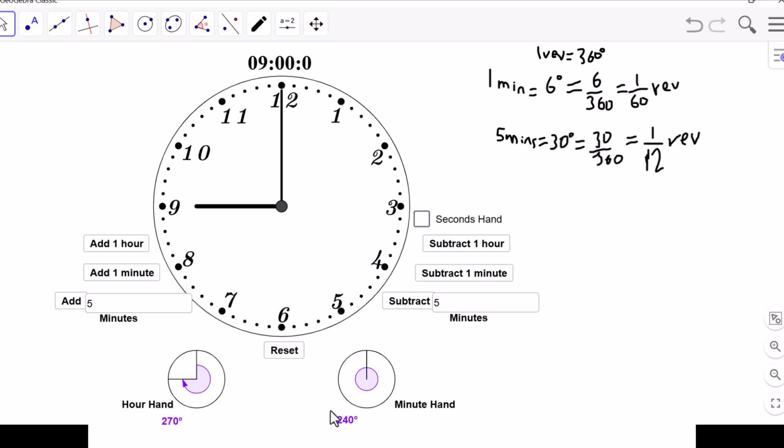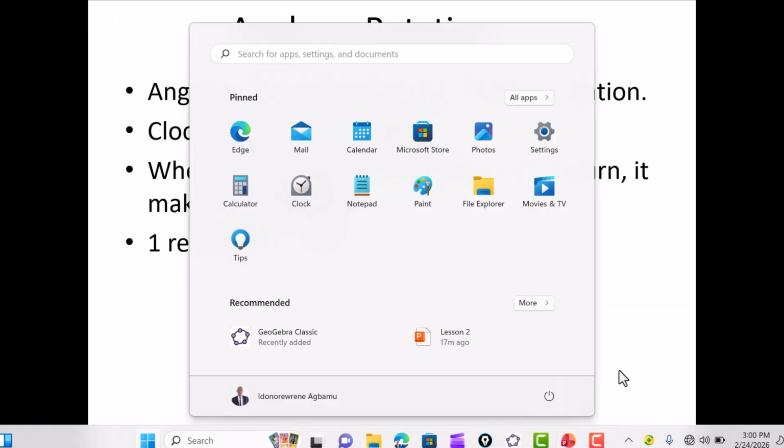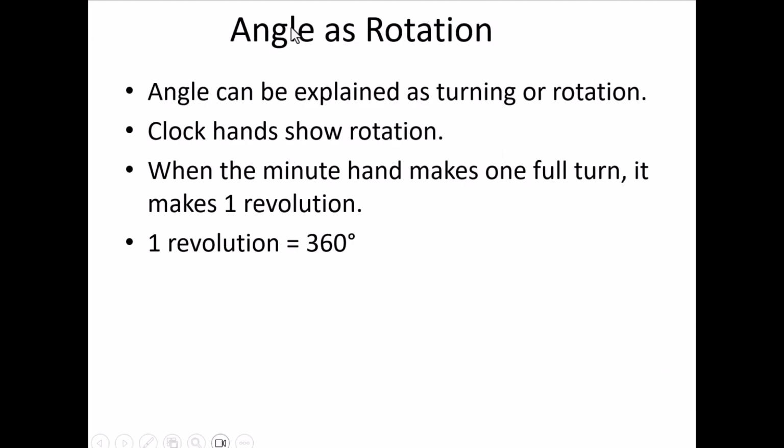So with this, you will monitor the rotation of the minute hand and the hour hand. It will help you to understand rotation and angle very, very well. So that is that. Let's go back to our slide. So that is what I mean by angle as rotation. So take time, go through this video, play with the applet. It will help you to understand rotation and angles very, very well.